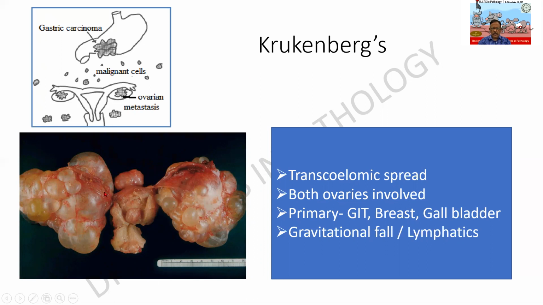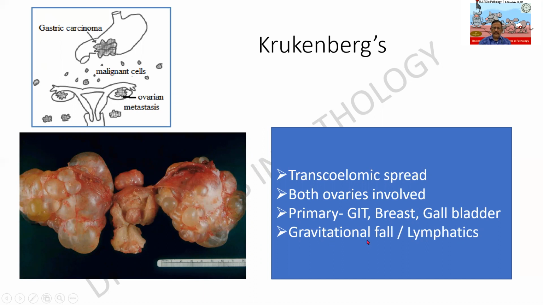So look at this particular picture. It is a uterus and these are the ovaries. Both the ovaries are enlarged and they are bilateral, not symmetrical, but I'm also able to see some bubbles on the top. So bilateral mucin secreting metastatic adenocarcinoma is called the Krukenberg's tumor. And the primary can be from the GIT, gallbladder, breast, etc.